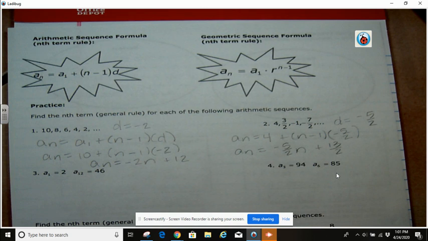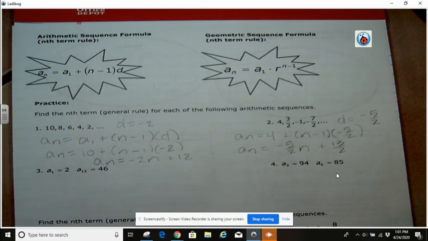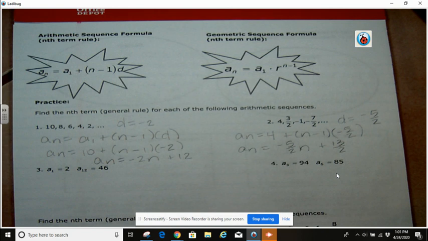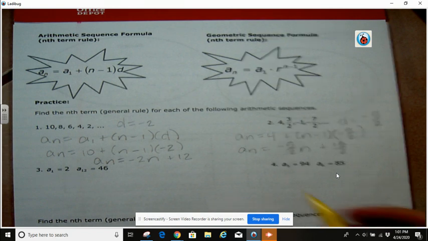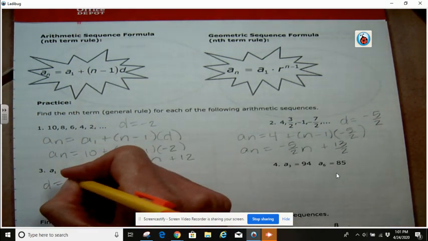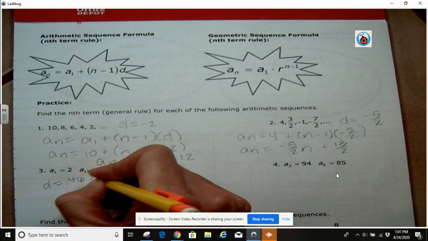Okay, so we have a little more work to do in number 3 because they gave us the first term, but then just the 12th term. So I need to know what the common difference is because so far all I've had to substitute into the formula is the first term and the common difference. And I've got the first term, but I've got to figure out the common difference. So basically you can do an average to find the common difference. You can do the 12th term minus the first term.